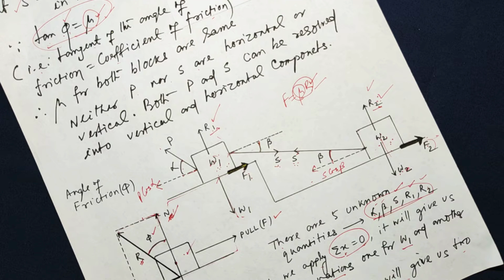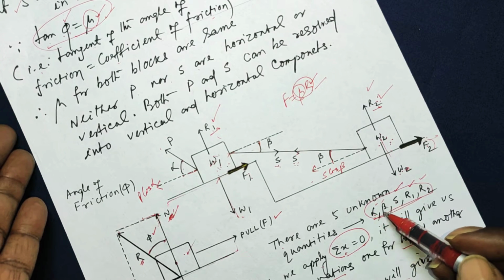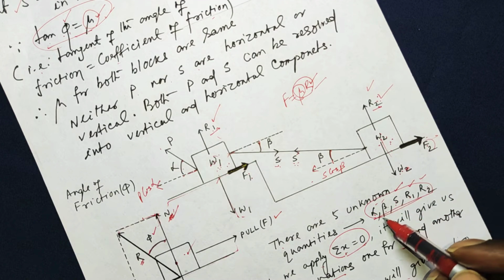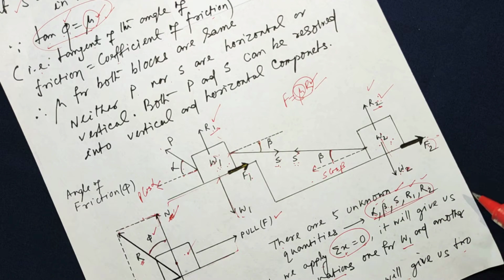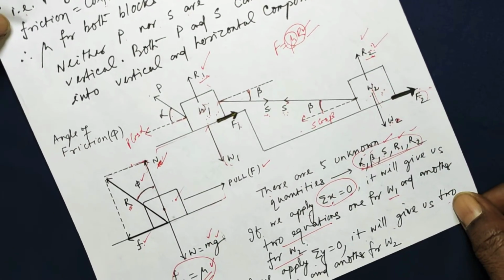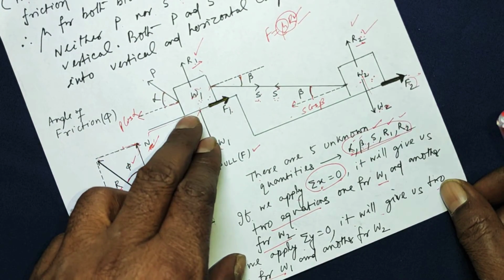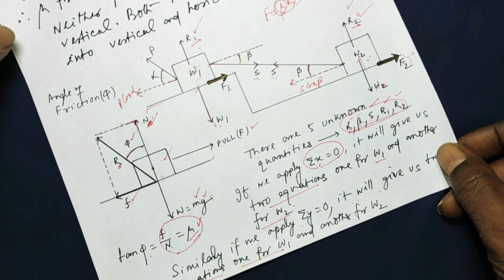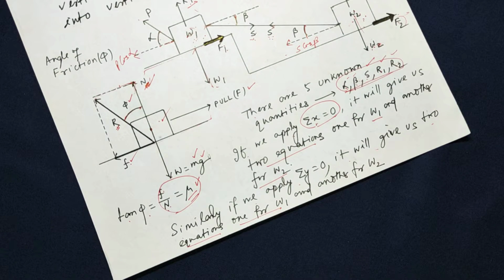And the basic principle of mathematics is, if you have 5 unknowns, you need 5 independent linear equations to solve for their values. Meaning if you know 5 different linear equations, independent of each other, then you can find alpha, beta, S, R1 and R2. Since the number of unknowns is 5, and the number of equations that we can develop by applying sigma x is equal to 0 and sigma y is equal to 0 is 4, that becomes a tedious process.